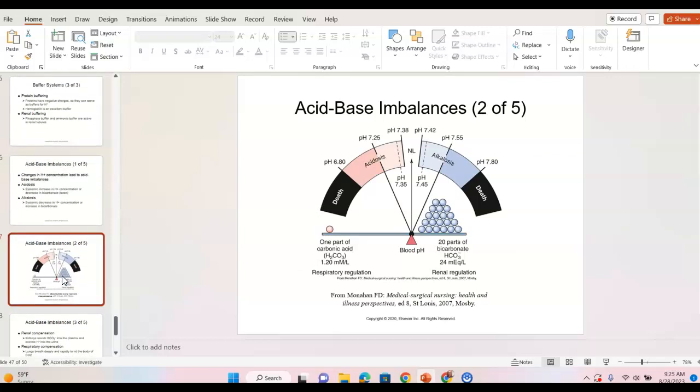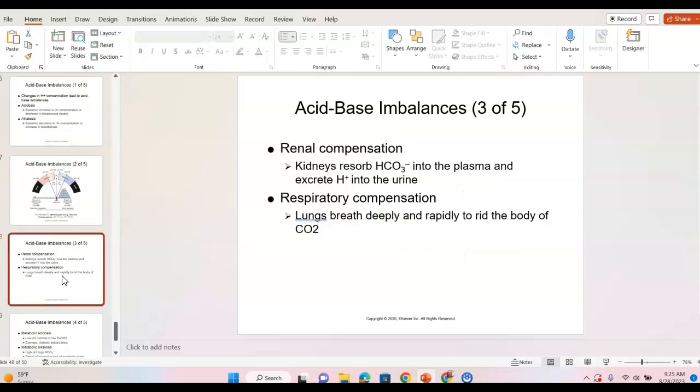Here is a picture of it. Here is renal compensation. Once again, hydrogen and bicarb. Okay, respiratory compensation in the lungs. So realize there can be damage in the lungs, which makes them retain CO2. For example, COPD, you retain too much CO2. What will that make the patient? It will make them more acidic. The kidneys will compensate by getting rid of hydrogen and retaining bicarb.